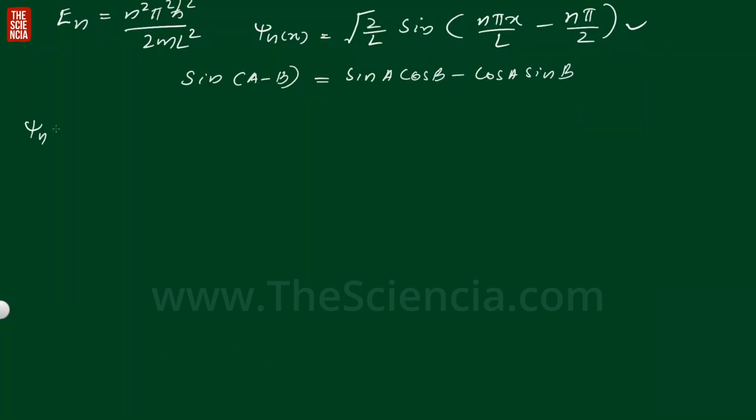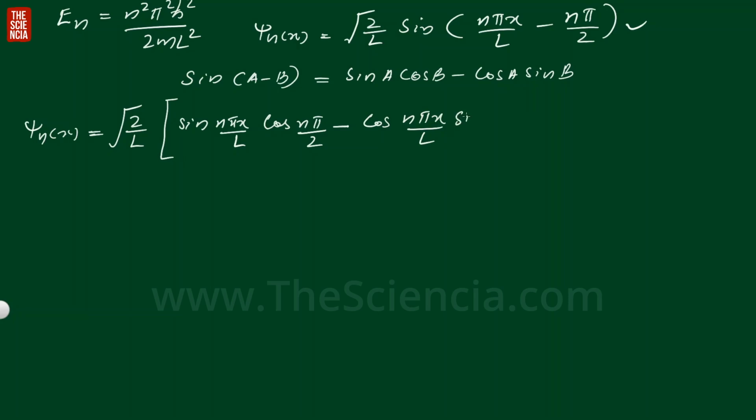So what do we get? We get psi n of x equal to root 2 by L into sin a, that is sin n pi x by L, into cos b, that is cos n pi by 2, minus cos a, that is cos n pi x by L, into sin n pi by 2. So we got the expansion, and here you see these two terms, cos n pi by 2 and sin n pi by 2, largely decide our wave function.